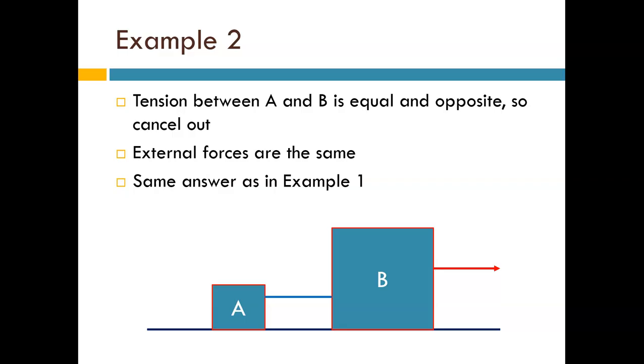And so what ends up happening is the tension on the rope is equal and opposite on either end of the rope. Follow along? So again, the internal forces cancel out, the external forces remain the same, the masses all remain the same, and therefore, we end up getting the same answer.